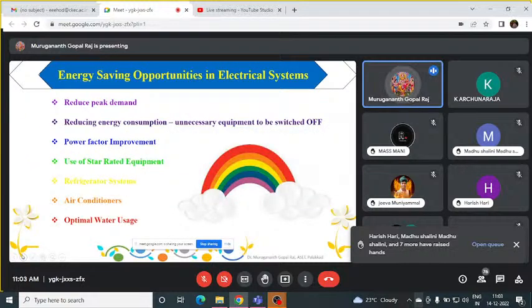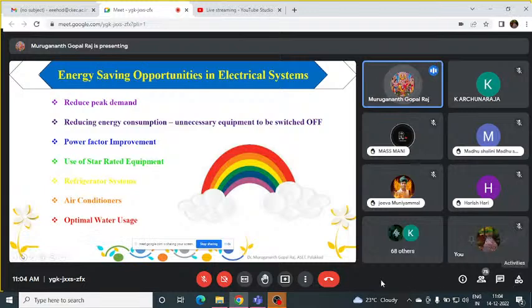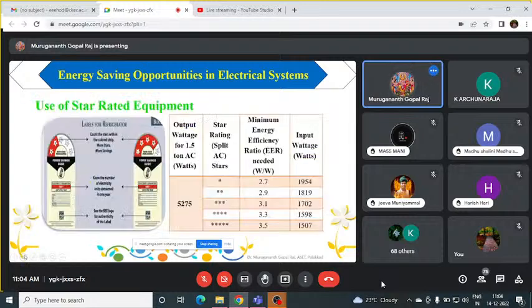Now coming to the electrical saving opportunities, this can be like a form of a rainbow. You have 7 areas where you can concentrate on energy saving opportunities. First one is reducing the peak demand, which I have addressed earlier. Second is reducing the energy consumption. Third is power factor improvement. Fourth is use of star rated equipment. Fifth is refrigerator system. Sixth is air conditioner system, and the seventh is optimal water usage.